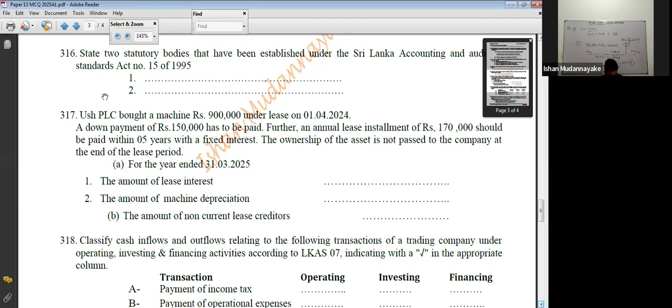Right, question 317. Ush PLC bought a machine for 900,000 under a lease on 1st April 24. Under the lease agreement, a down payment of 150,000 has to be paid. Further, an annual lease installment of 170,000 should be paid within 5 years with fixed interest. The ownership of the asset is not passed to the company at the end of the lease period.